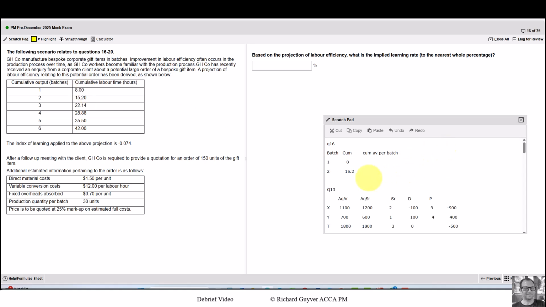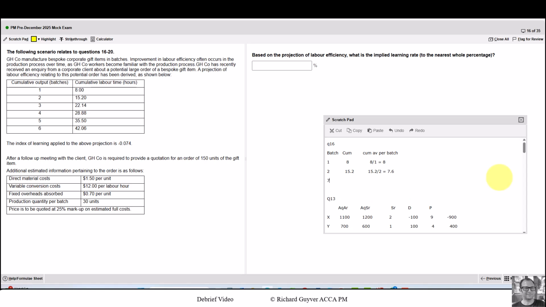I've set up a little table here. I've just copied the top two lines from here. So now the cumulative average per batch is the next line, which is 8 divided by 1 for this one, and 15.2 divided by 2 for the second batch, which is 7.6.